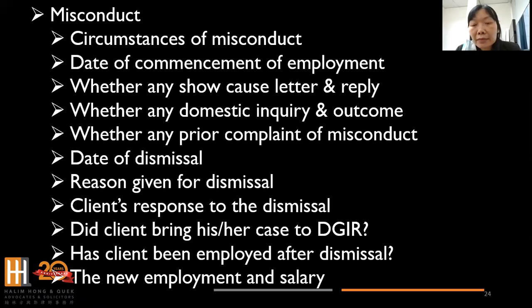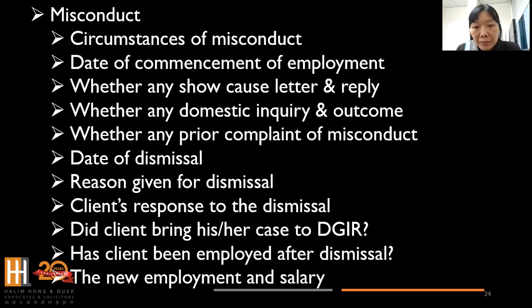Any show cause letter and what his reply was, whether there was any domestic inquiry or outcome, and whether there was any prior complaint of misconduct. Let's say before the alleged act that led to his dismissal, is there any prior complaint? When is the date of dismissal? This one is important because it will decide whether he's still in time to file his complaint. The reason given for his dismissal, and the client's response: did the client appeal, write back, deny, give his explanation, or ask for anything?